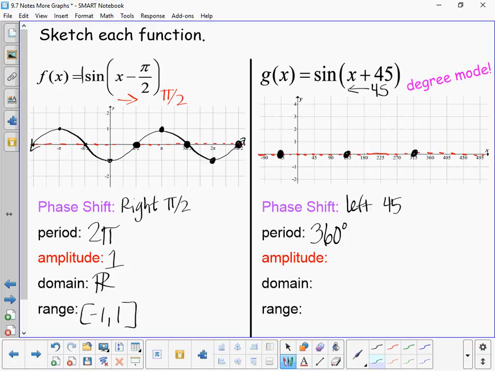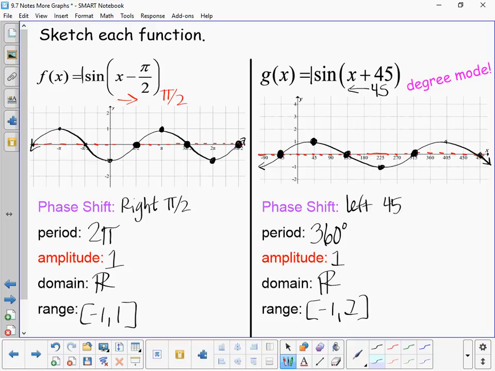And now finally we'll use our amplitude. The amplitude of this sine function is just 1. So halfway in between these 2 points, it goes up. Halfway in between these 2 points, it dips down to its minimum. So here's one cycle of our function, and we can repeat that pattern to fill in the rest of our axis. The domain is all real numbers, and the range is from -1 to 1.